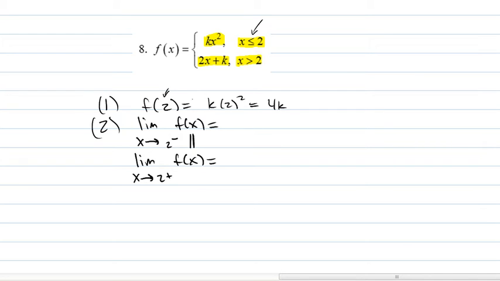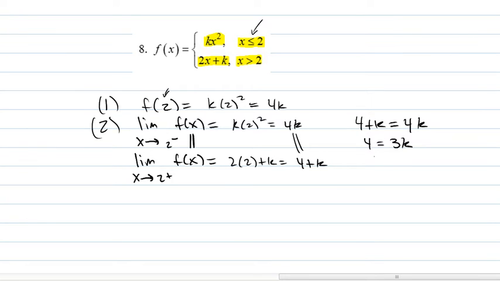If I substitute 2 on the left side of the equation, I get k times 2 squared, which is 4k. If I do the same for the right, I get 2 times 2 plus k, which is 4 plus k. Now, according to continuity, the limit must exist, which means that these two must be the same. So we can equalize them, and we can solve for k. That gives me 4 is equal to 3k, and 4 over 3 is k. So I just found my answer. I found the k value that will make this piecewise function continuous.